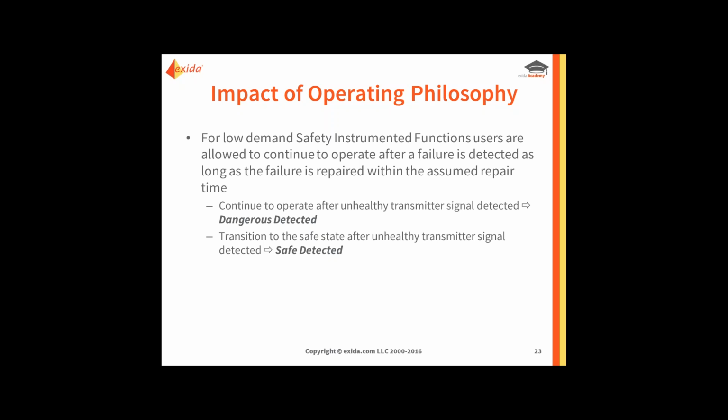If we decide that upon any unhealthy transmitter signal we want to go to the safe state, then obviously we detect the failure, but because of the transition to the safe state, initiating a trip, we would call it a safe detected failure. So this operating philosophy also has an impact, again, on how we classify our failure rates.